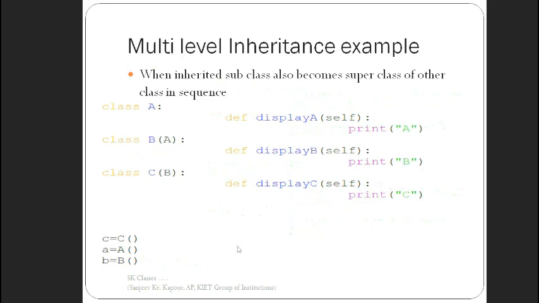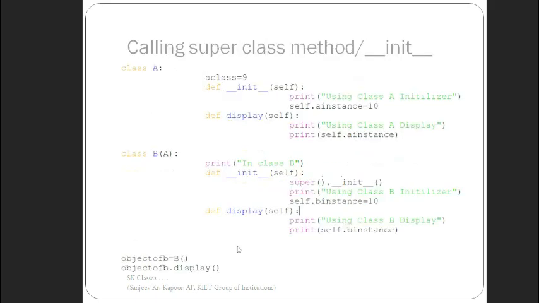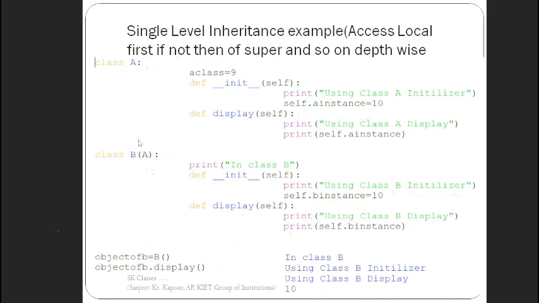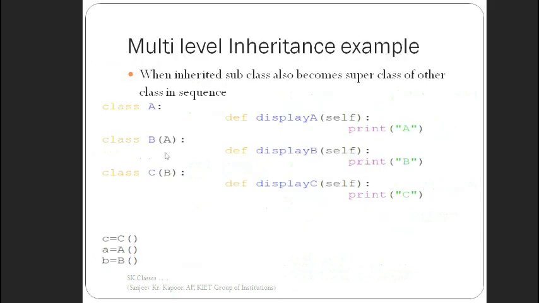Next, this was about single level inheritance. Single level means only one super class, and at the next level we are inheriting only a single class. Multi-level means the class which is inheriting is not only a subclass, but also a superclass for some other class. That kind of inheritance is called multi-level inheritance. This is an example of multi-level inheritance.